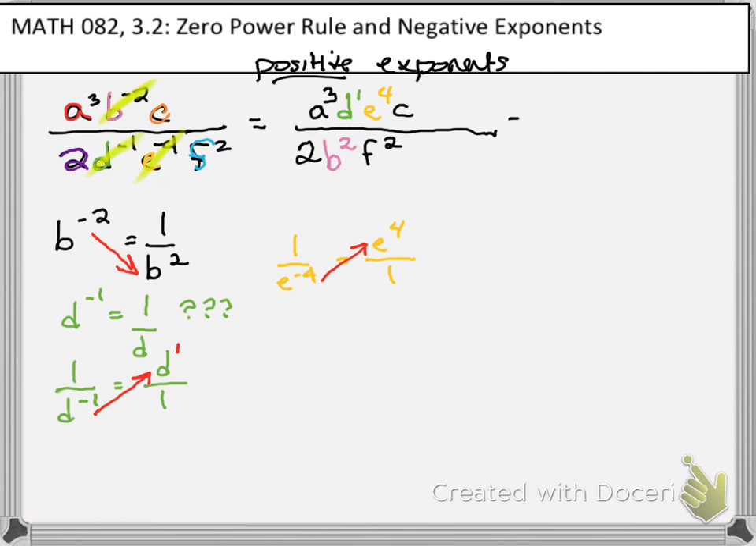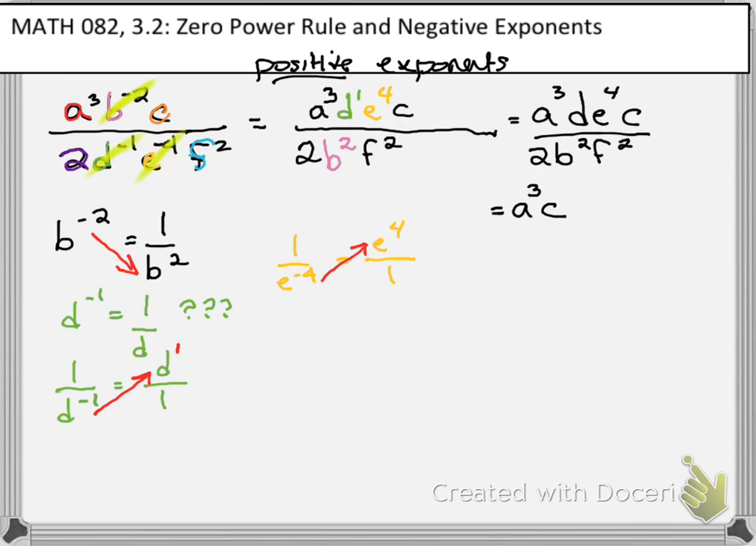Okay, so let's write our final answer. I'll write it all in one color so it doesn't look so strange. A to the third times d, a to the fourth times c, over 2 b squared f squared.